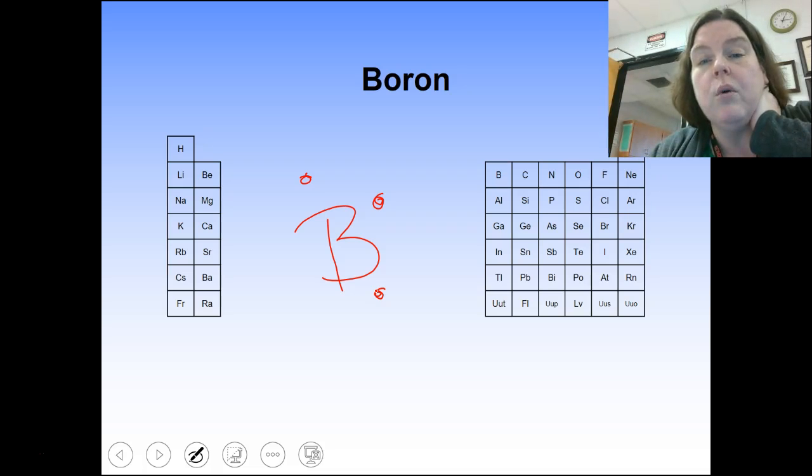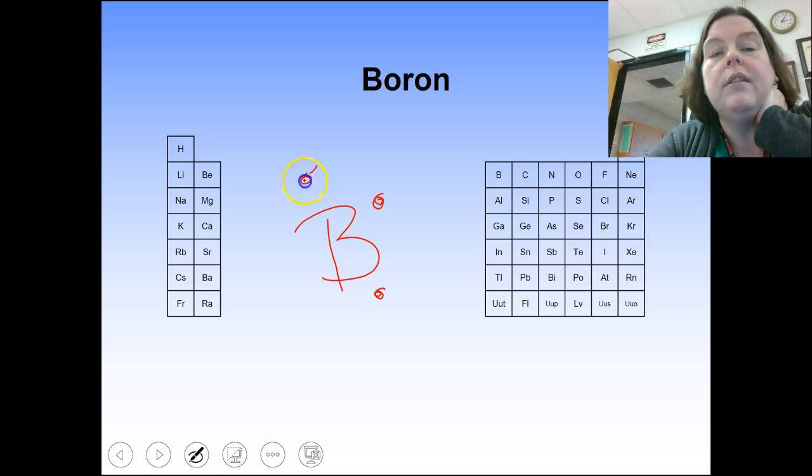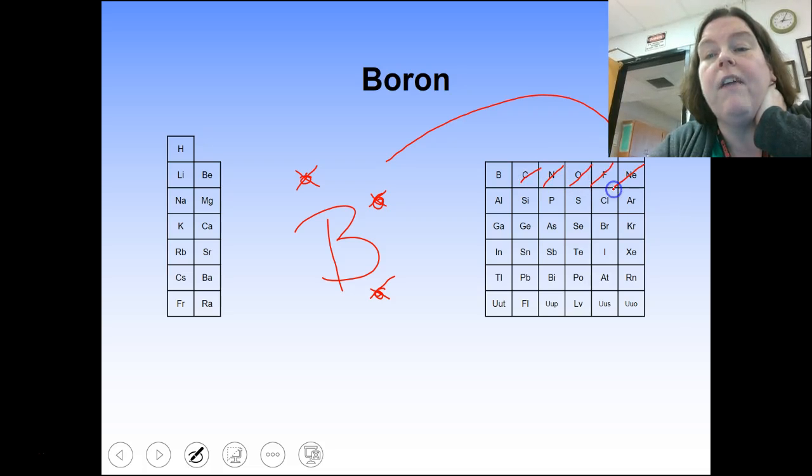So boron has a choice. It can either lose these 3 and become like helium, or it can gain 1, 2, 3, 4, 5 and become like neon. Well, again, in terms of energy cost, 3 lost is better than 5 gained. So he's going to lose 3 and take on a +3 charge.